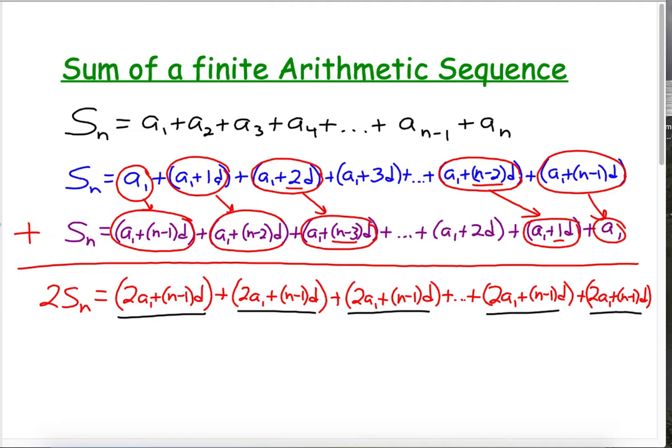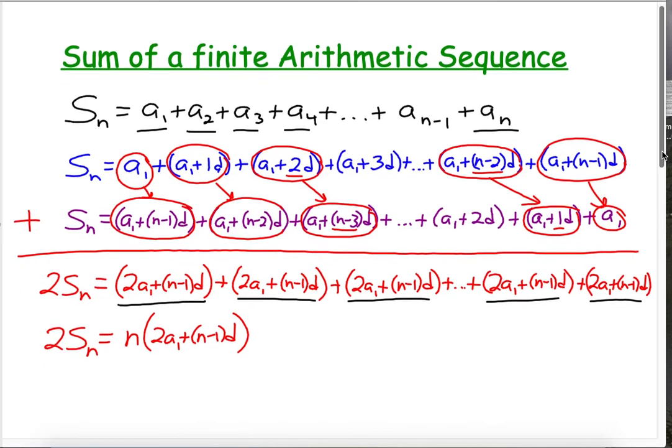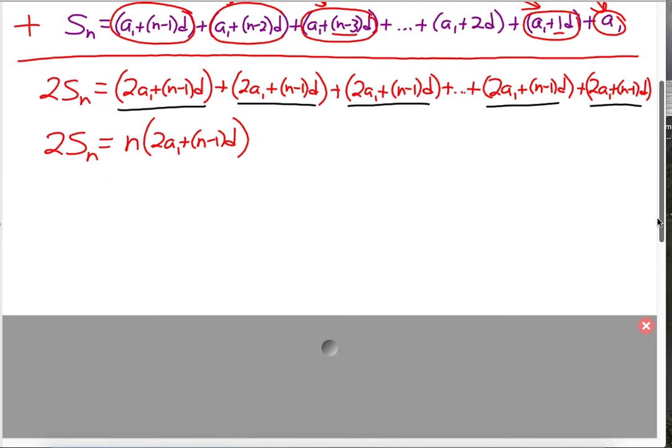Well, look up at the top here. We had 1, 2, 3, 4. We have n of those. So what we really have here is 2s sub n is going to equal n of these 2a sub 1 plus n minus 1 times d's. Now that looks a lot simpler.